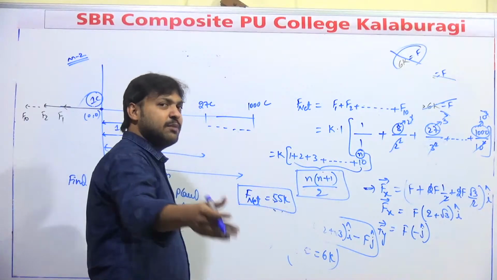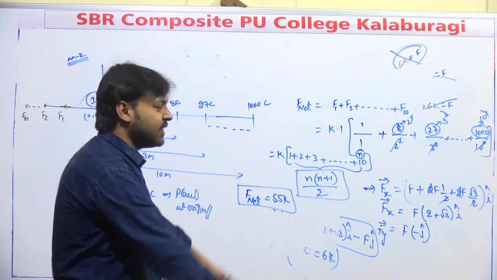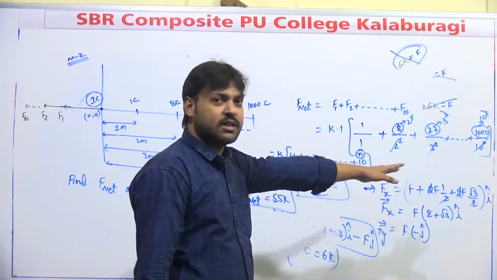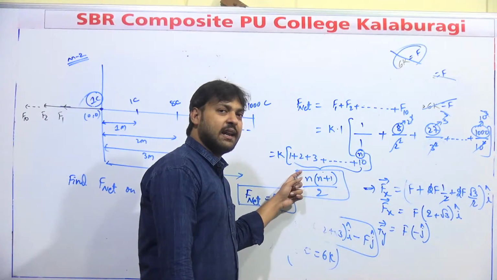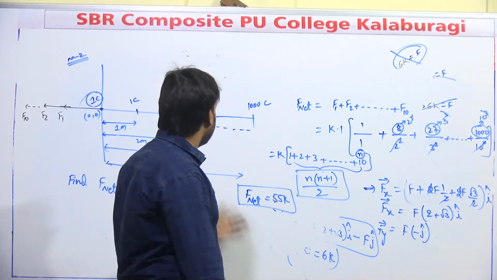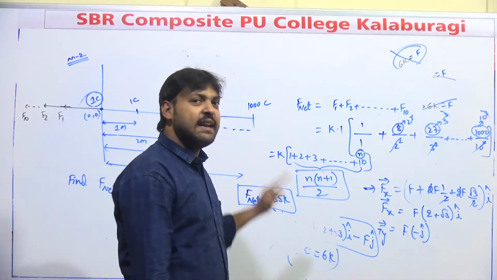Where K is 9 into 10 to the power 9, as we know. So this is the second model. They will place some charges on the axis, whether positive or negative, and we have to calculate the net force. You have to apply progressions here. Try to see those formulas, A divided by 1 minus R for a GP. Likewise, arrange the terms and substitute the formula, and you can get the net force.